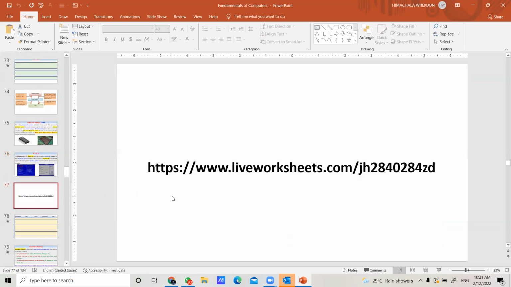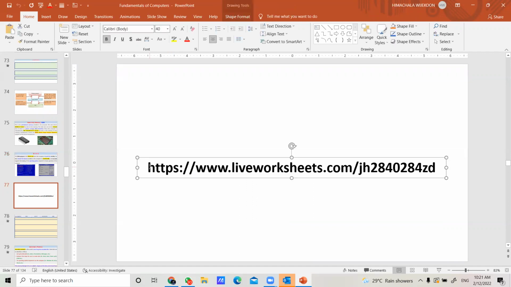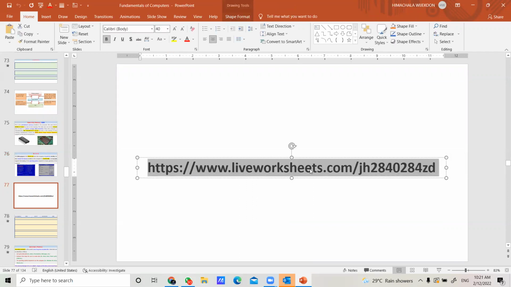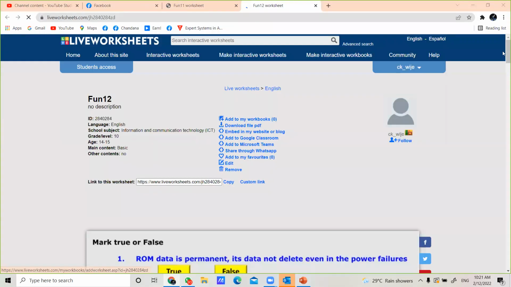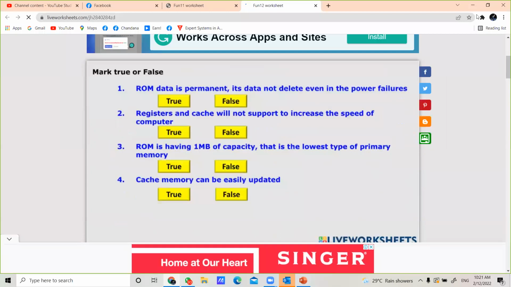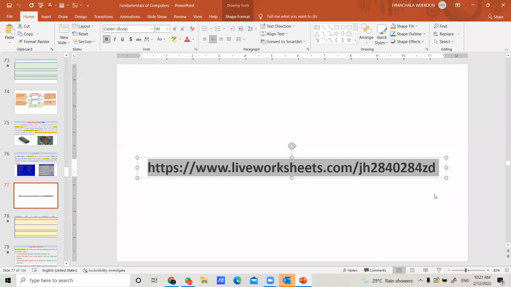To do that, the worksheet is changed now. From now, I am giving the new link. Right. Now I have posted the new link. Go to the chat box and click on the new link here. Once you click on the new link, you will get the new worksheet.